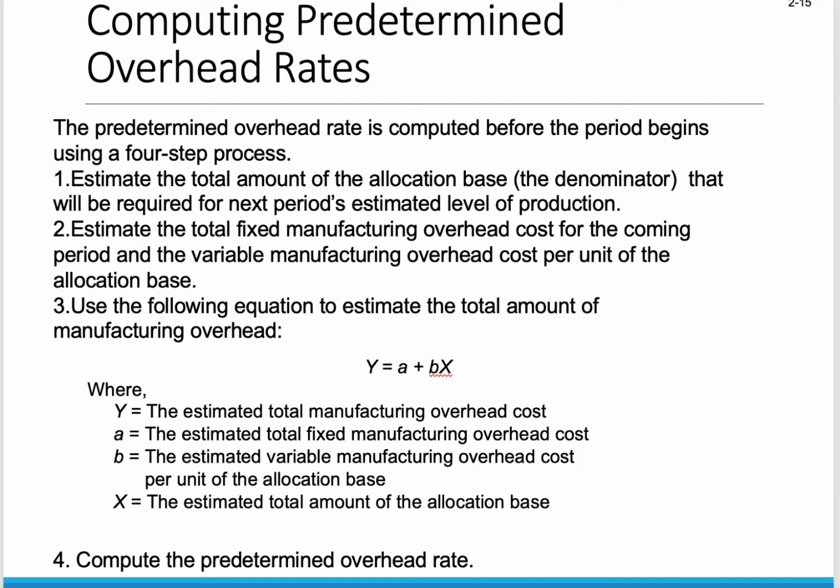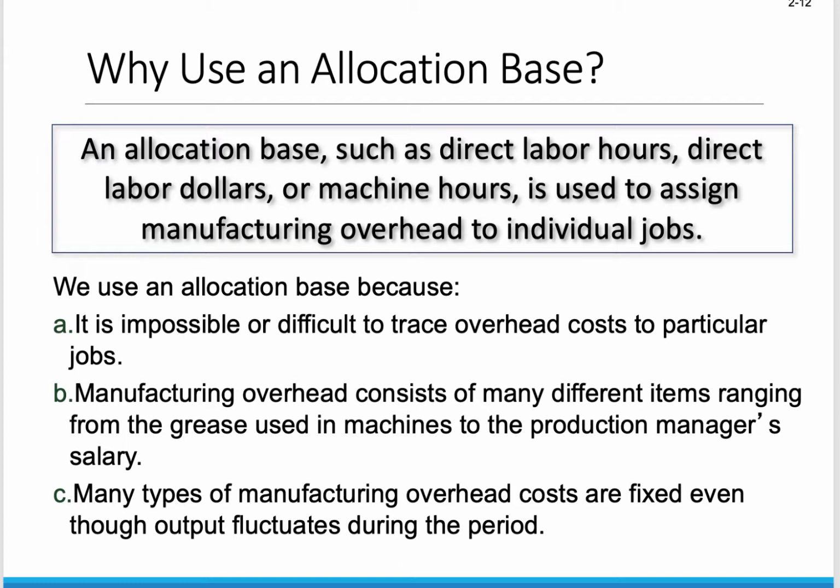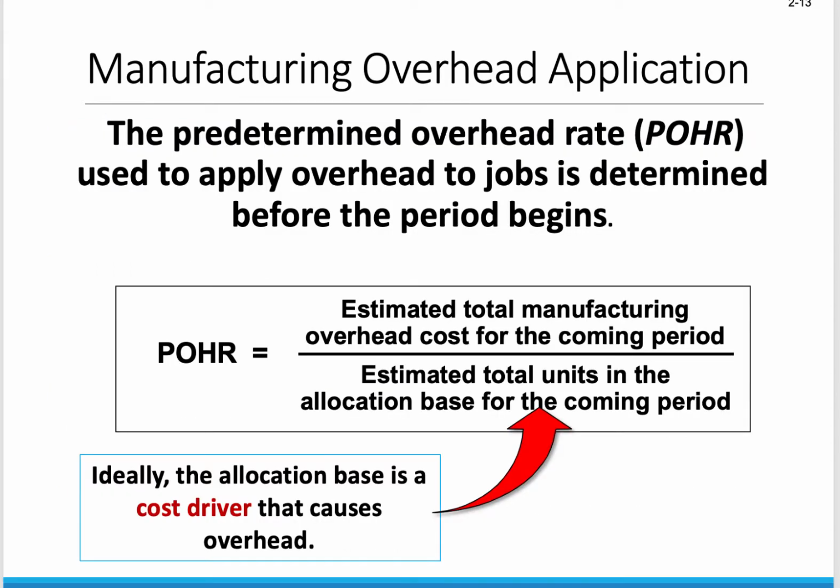Right now I wanted you to theoretically understand why we use a predetermined overhead rate and what the steps are. When we come back a little later, we're going to apply all these concepts and theories to actual concrete numbers. So what are our takeaways from this video? Why do we use an allocation base? Because of the nature of manufacturing overhead: it's indirect and difficult to trace, there are a number of costs within manufacturing overhead, and a lot of them are fixed and fluctuate with output throughout the period.